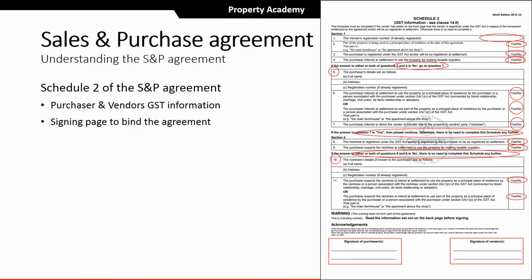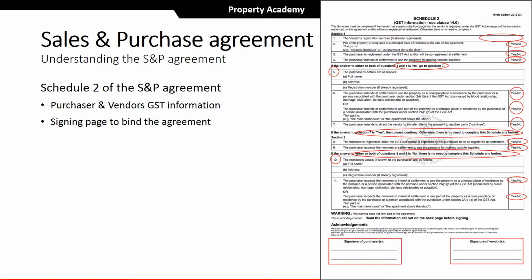Number 2 is part of the property being used as a place of residence at the date of the agreement. Normally it's a yes. I haven't really put in a no before. It's always been a residential property that I've bought, with either a tenant or the actual owner occupiers living in it. So normally a yes is what we circle, and no is something that we cross out.